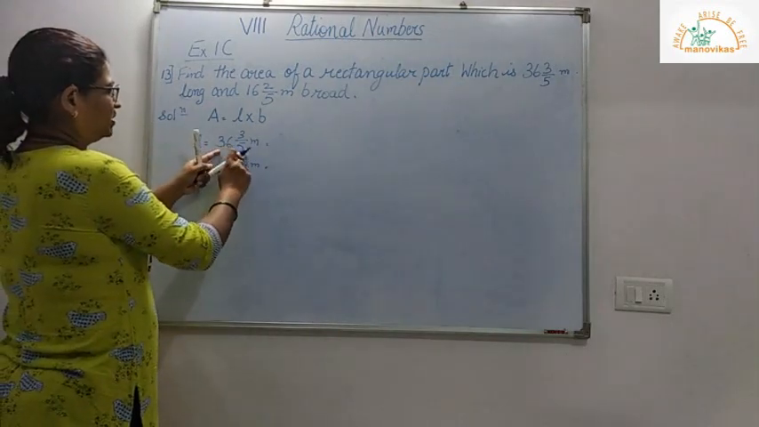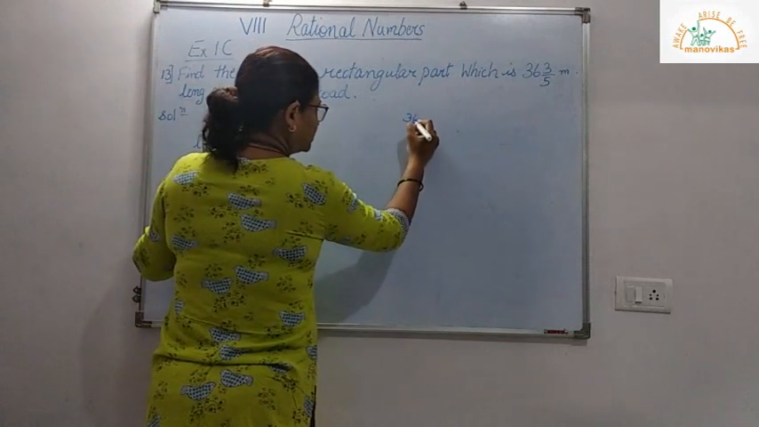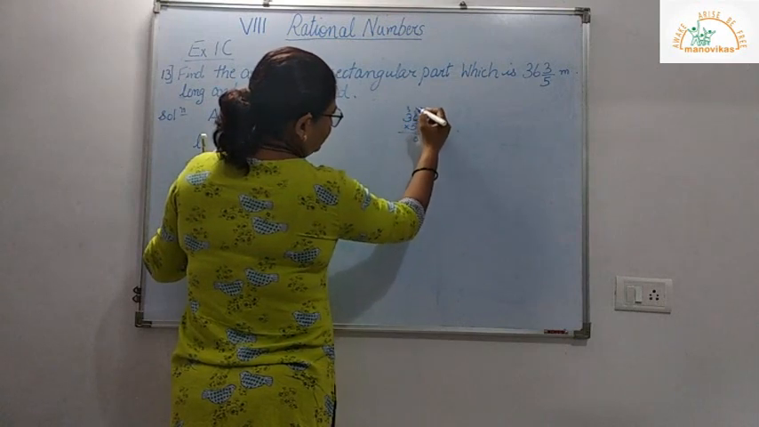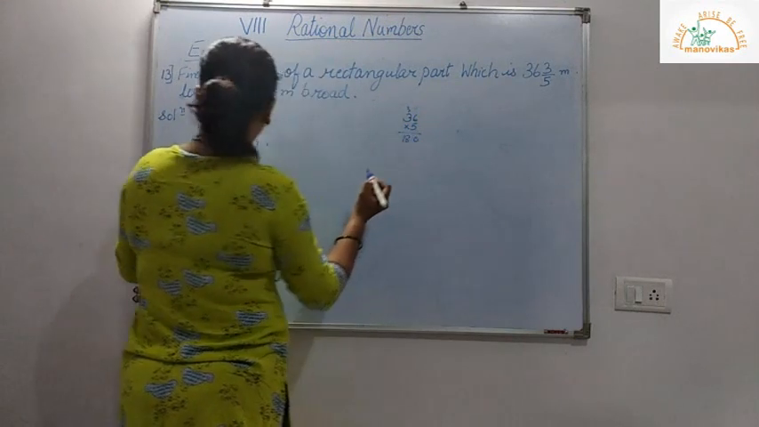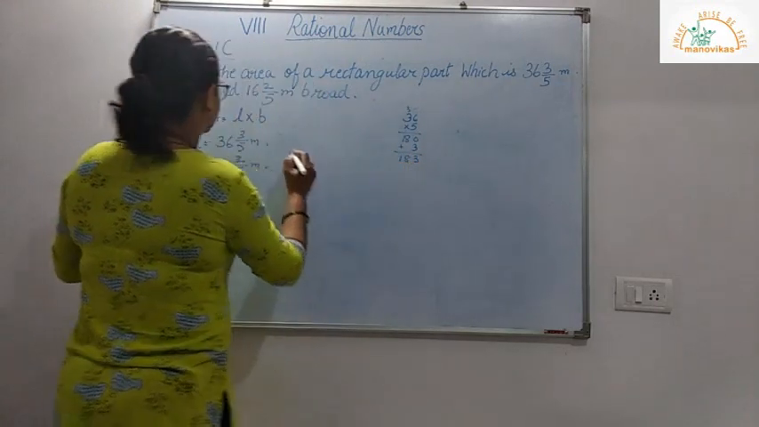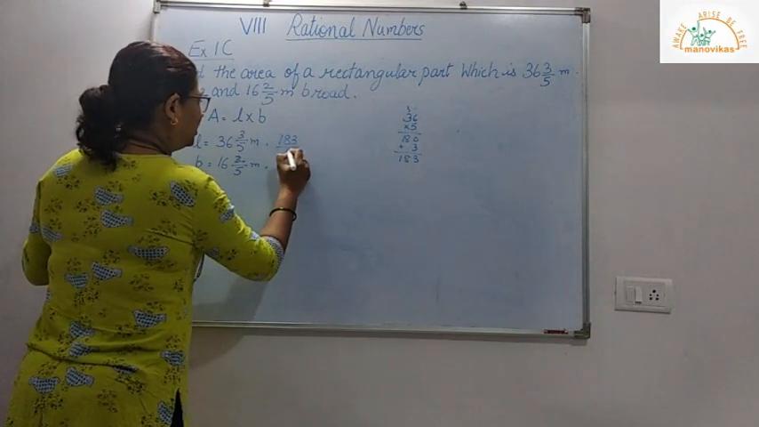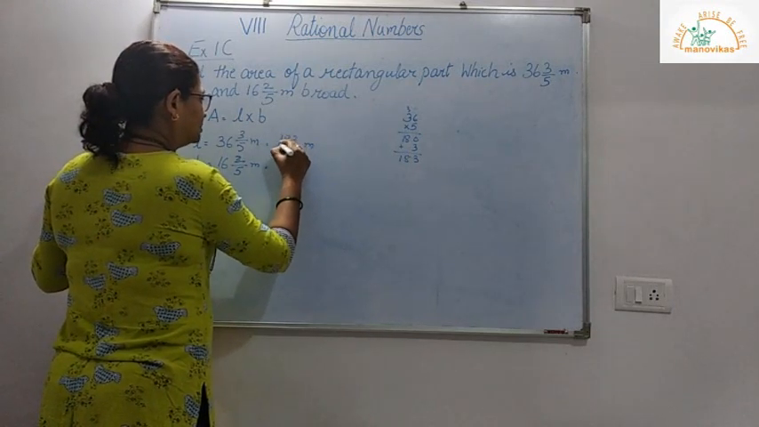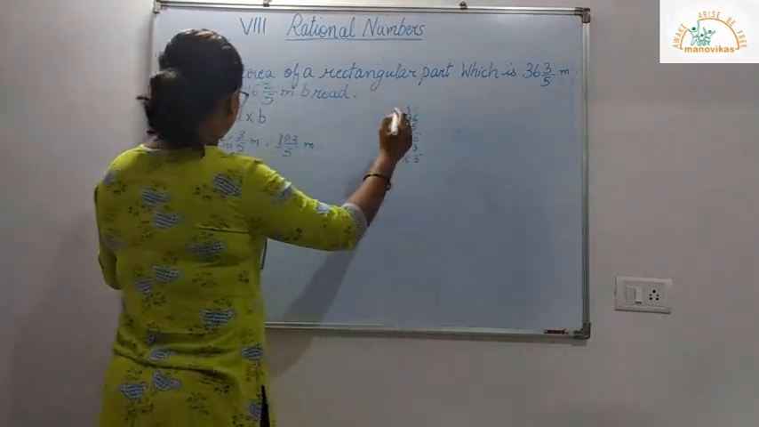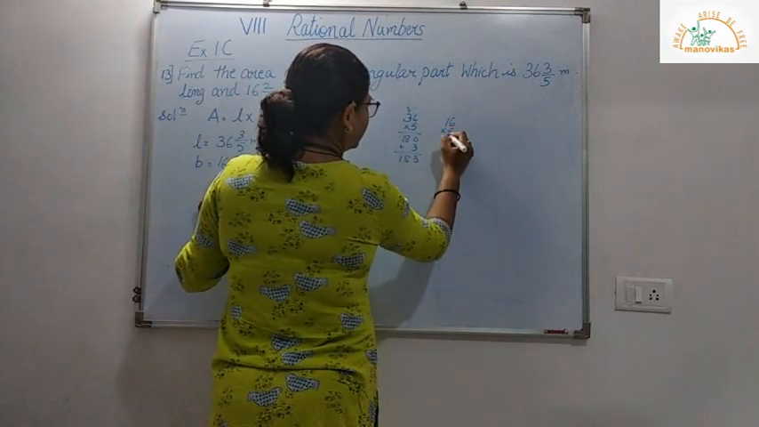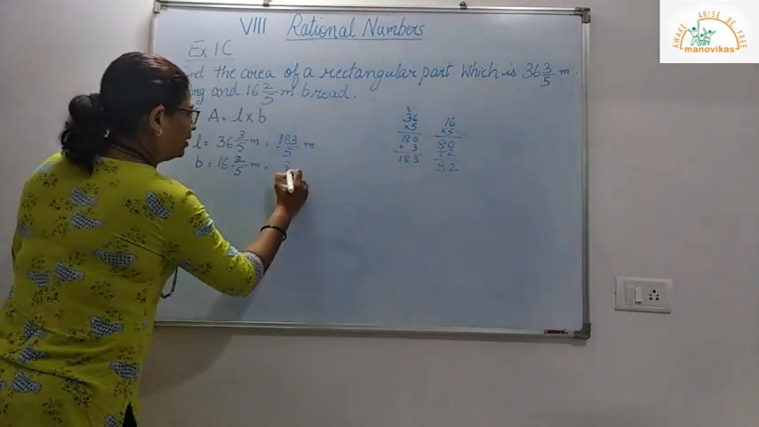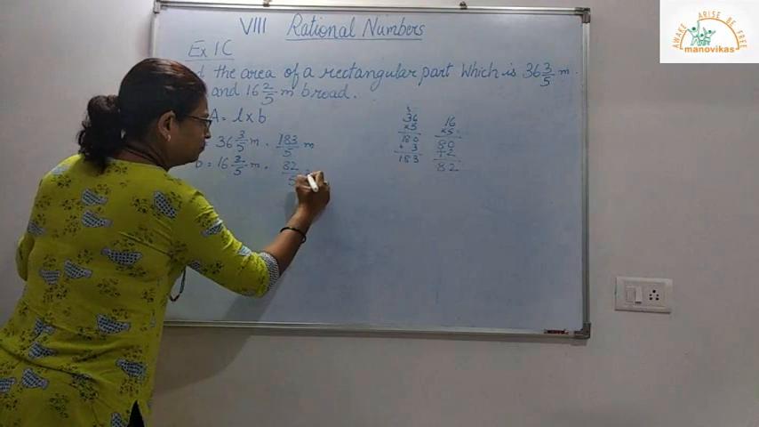Now if you see, the length and the breadth are given in mixed fractions. So let us convert them into improper fractions here. So now I multiply 36 with 5. So 36 into 5: 5 6s are 30, carry 3, 3 5s are 15, 16, 17, 18. So 180 plus 3. So I get it as 183. So 183 divided by 5 meters. This is my length. Now moving on to the breadth, that is 16 into 5, that is 80 plus 2. So I get it as 82. So 82 divided by 5 meters.